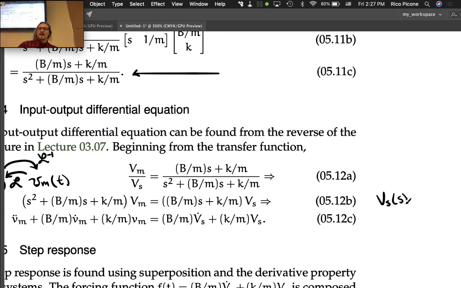So we have Vs of S, and then down here we have Vs of T. I probably should explicitly put it in there. The trouble is when you have a lot of them, it makes your expression a lot longer, and I think it makes it more opaque, so it's harder to see what the expression is saying. So it's implicit there that all of the Vs's are functions of time in this last expression, and all of the Vs's up here are functions of the Laplace variable S.